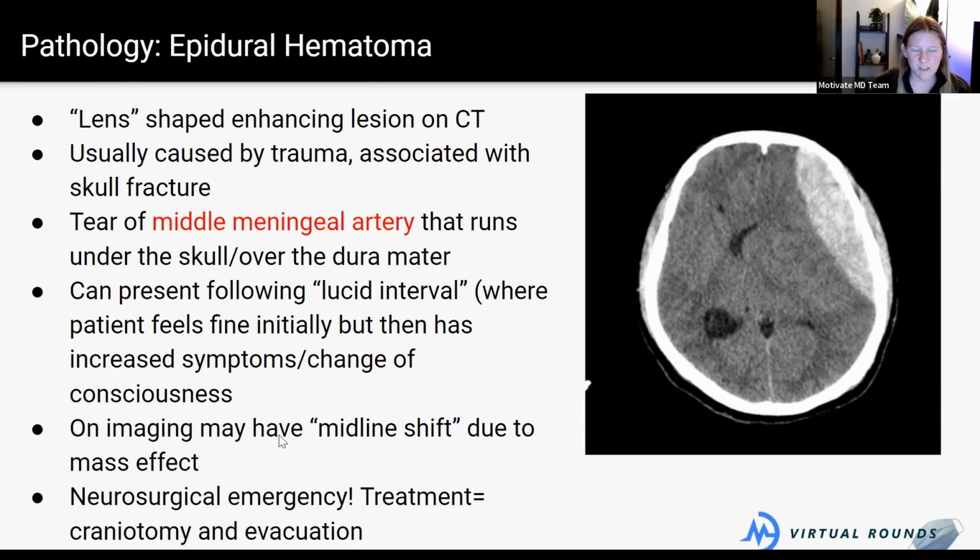And we talked about the midline shift and the treatment for epidural hematoma. This is a neurosurgical emergency. So the treatment is going to be a craniotomy, which is where you open up the head and evacuate the hematoma, which is either using suction or, I don't know, I've never actually done neurosurgery before. So they somehow remove the bleed. That's what they do.